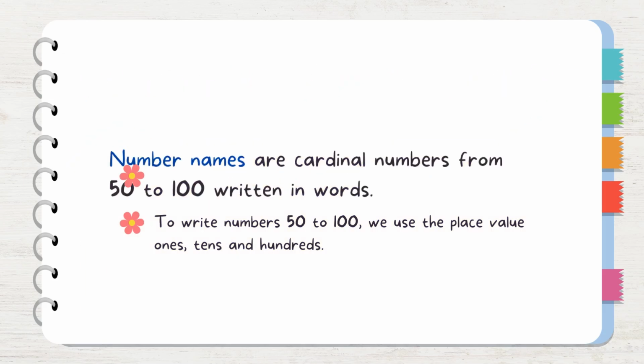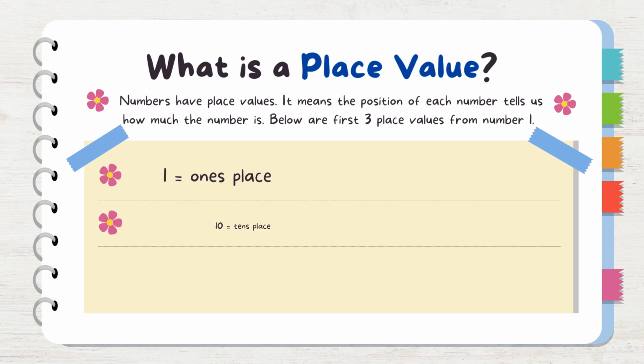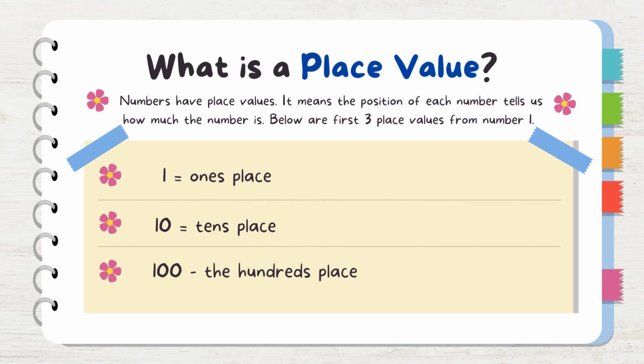What does it mean then? What does place value mean? Let's try to find out. Numbers, you have to remember, have place values. It means that the position of each number tells us how much the number is, below our first three place values from number 1. So, ones place, tens place, or hundreds place.